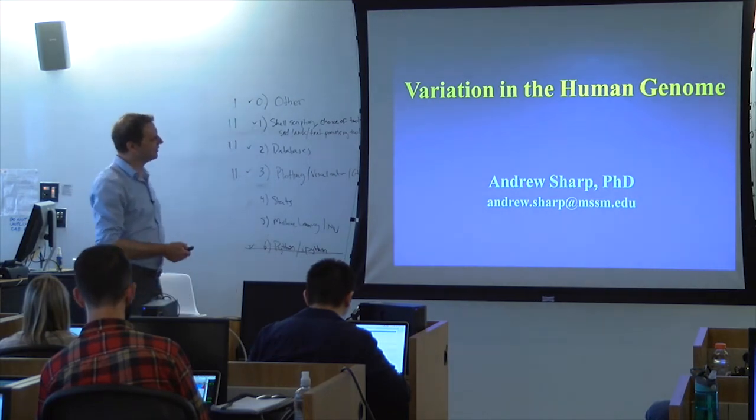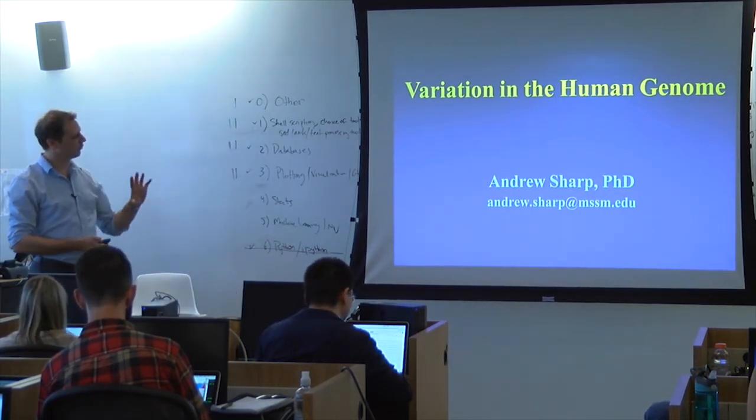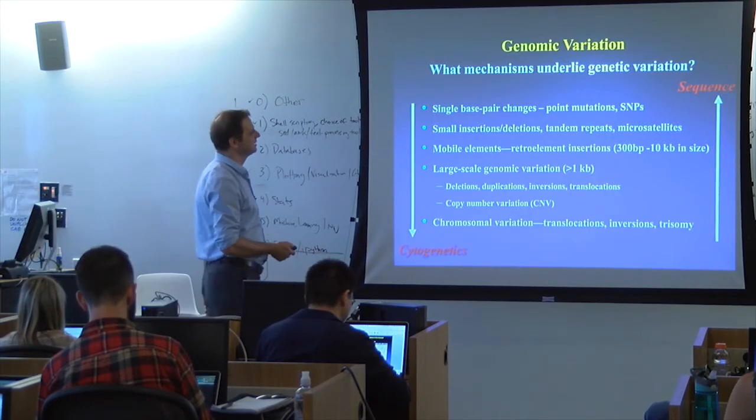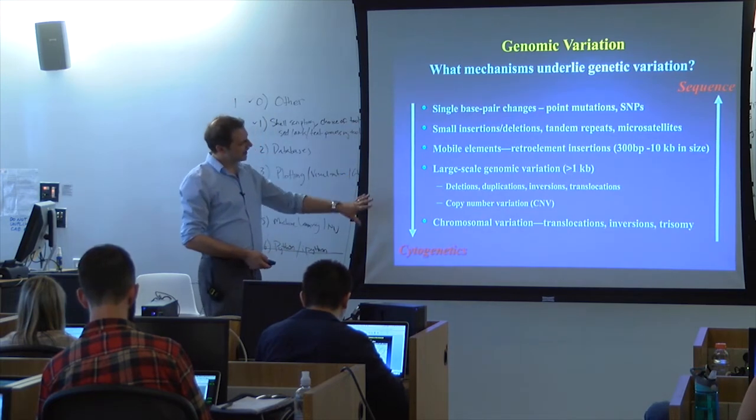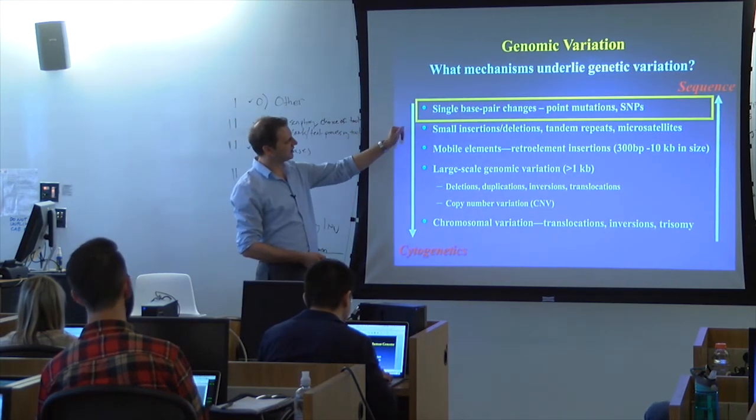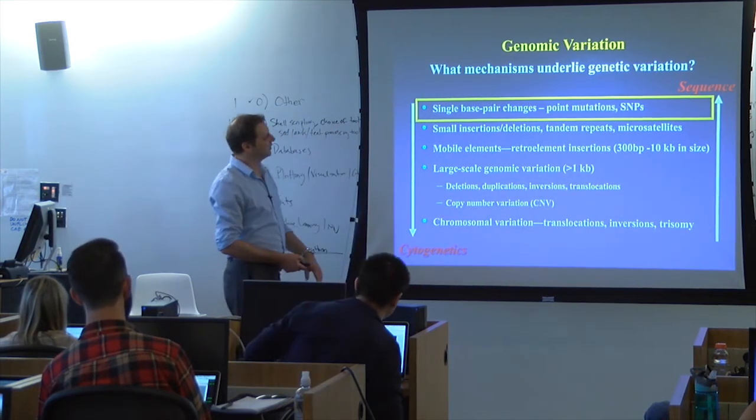All right, so we're going to keep on going on this similar theme, but I'm going to talk more about different types of variation that occur in human genomes. So back to this slide again of the different types of genetic variation there are: single nucleotide variants, just as a point of semantics.